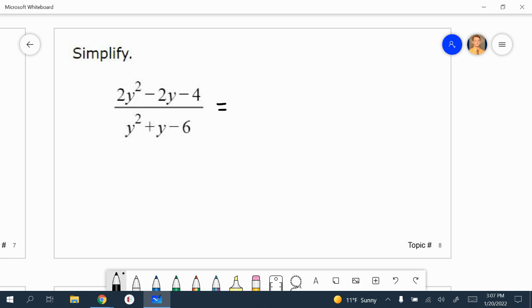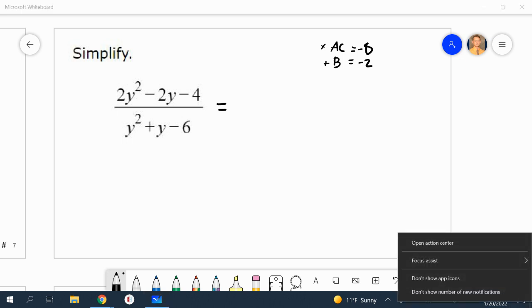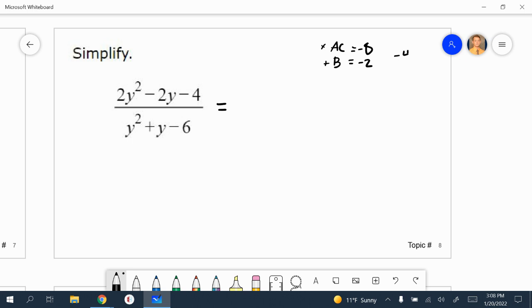Let's see. So I'm going to do A, C, and B. I know that they have to multiply to get AC and add to get B. My AC would be my A value times my C value, which is -8, and then my B value, which is -2. Then I need two numbers that multiply to give me negative 8 and add to give me negative 2. I think that would be a negative 4 and a positive 2.